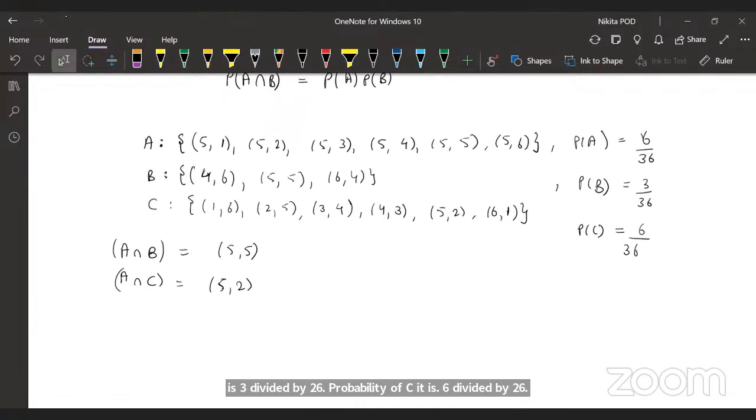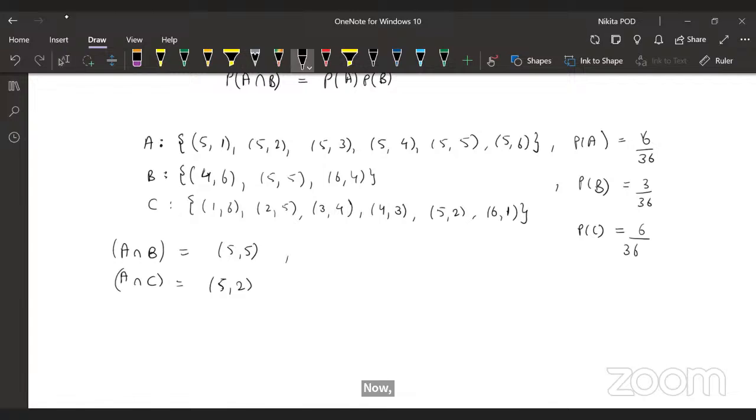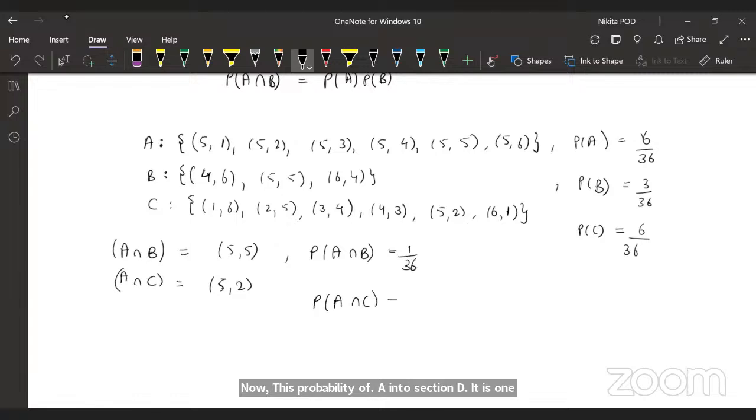Now, what is the probability of A intersection B? It is 1 divided by 36. The probability of A intersection C is 1 divided by 36. 1 by 6, ma'am. Why 1 by 6?